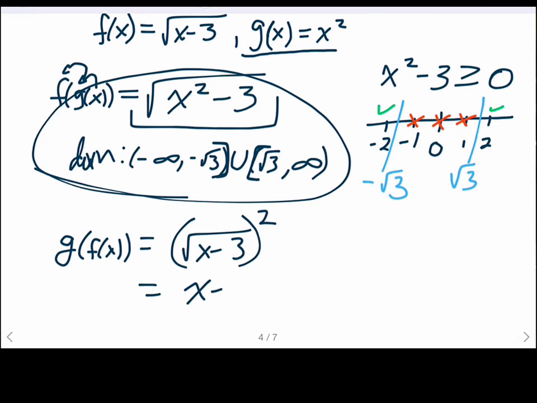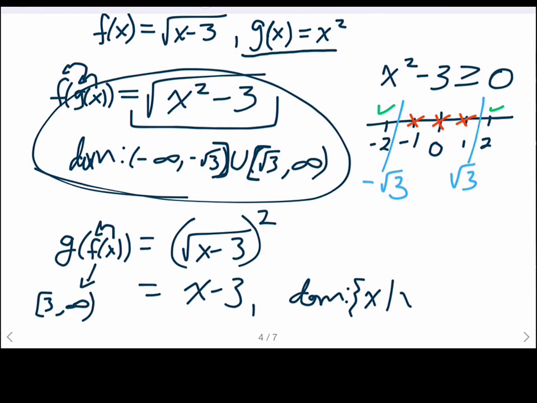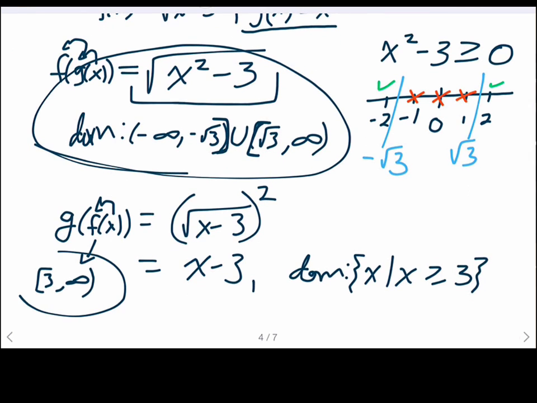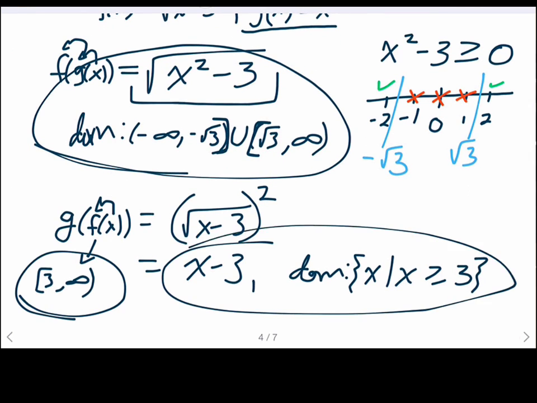That's going to give us x minus 3, which at first blush seems to have a domain of all real numbers. But we need to keep in mind that any values that we are evaluating need to first go into f, which means that we need to consider the domain of f, and the domain of f is 3 to infinity, because f is the square root of x minus 3. So, the domain of this composition of functions is the set of x such that x is greater than or equal to 3. I would also accept the interval notation of 3 to infinity.